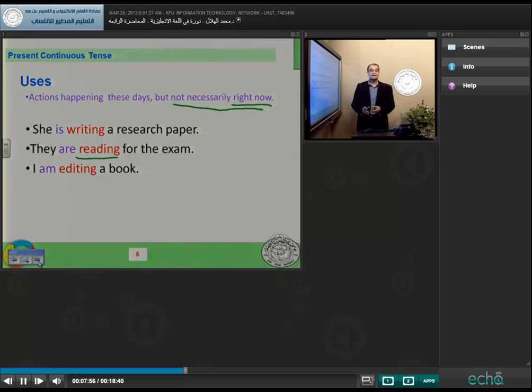For example, I am editing a book. So I started editing this book probably a week ago. I will do something today, probably something in the following days or in the future, but not necessarily at the moment of speech. So this is the second use.